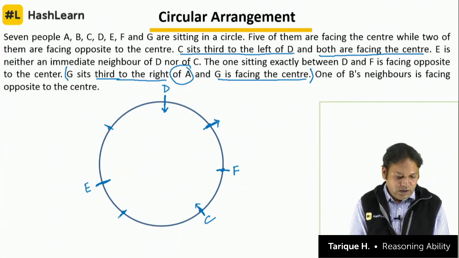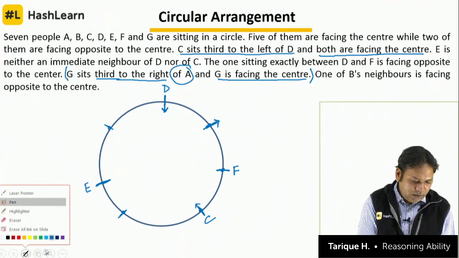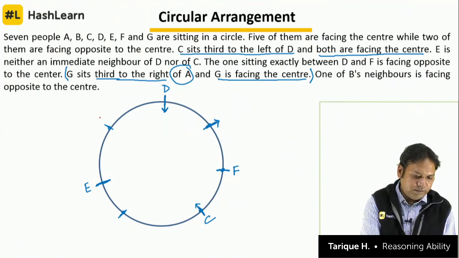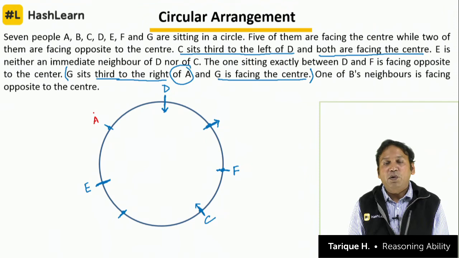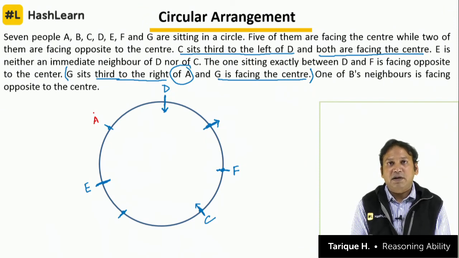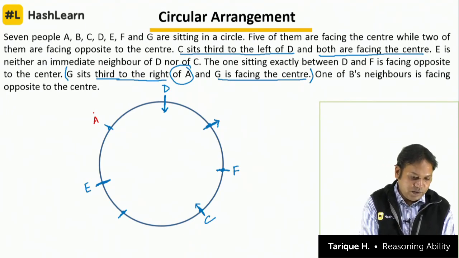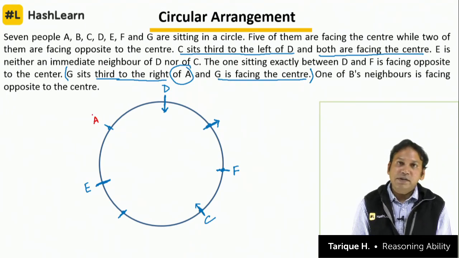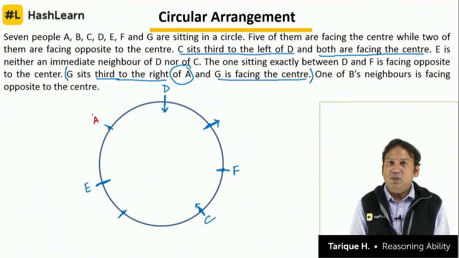Okay, so let's say that A is here. Now we don't know which side A is facing, that is not given to us. Clear? G is third right of A is given to us, but which side A is facing is not given to us. So there are 2 options. A could be facing towards the center or A could be facing away from the center. Both options we have to consider.